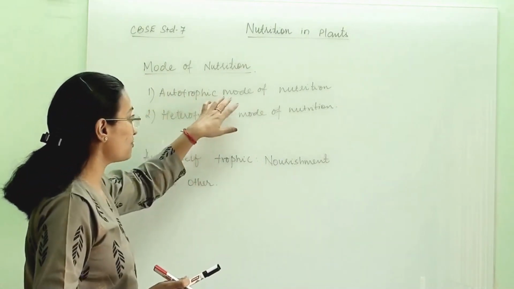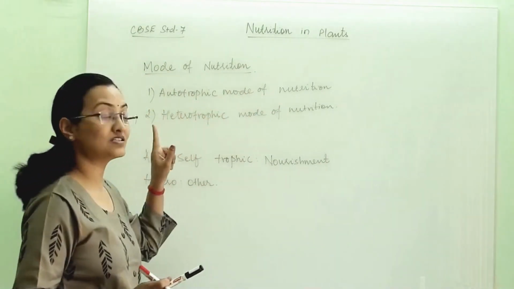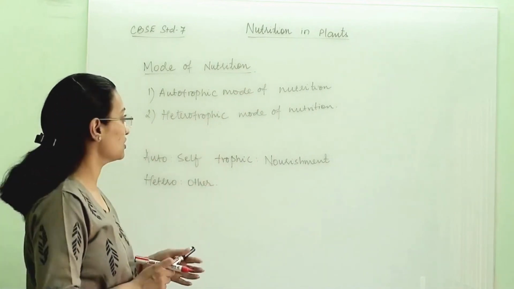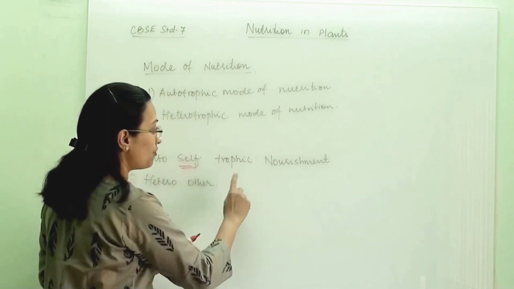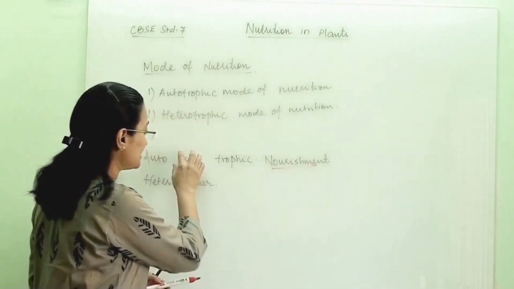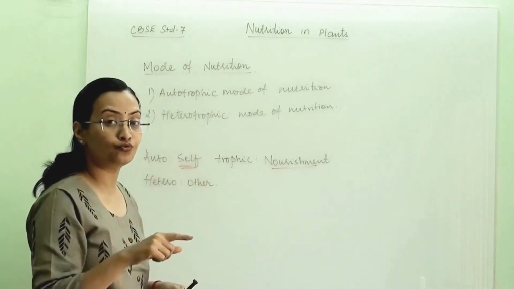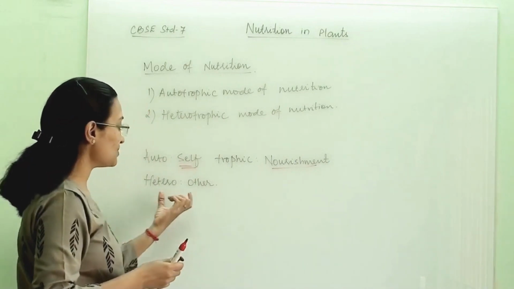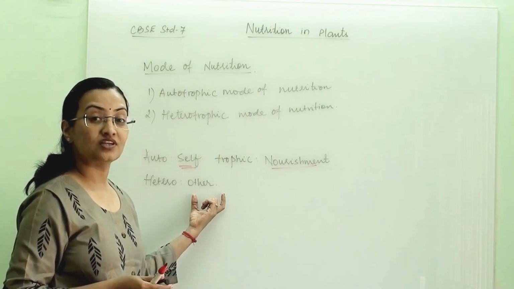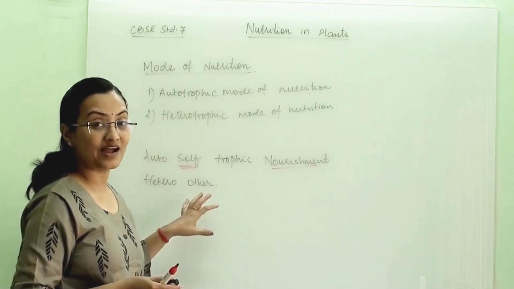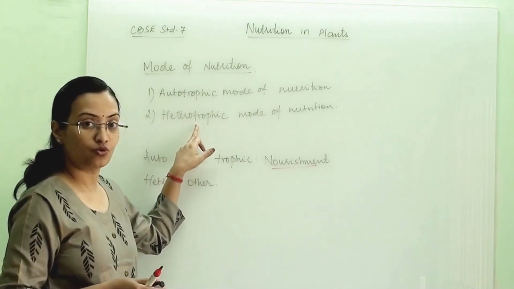First is the autotrophic mode of nutrition and second is the heterotrophic mode of nutrition. Autotrophic mode: auto means self and trophic means nourishment. That means they are preparing their own food. And hetero means they are depending upon other organisms for their food requirement. That mode is known as heterotrophic mode of nutrition.